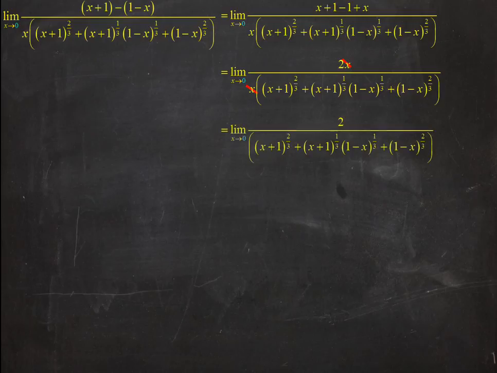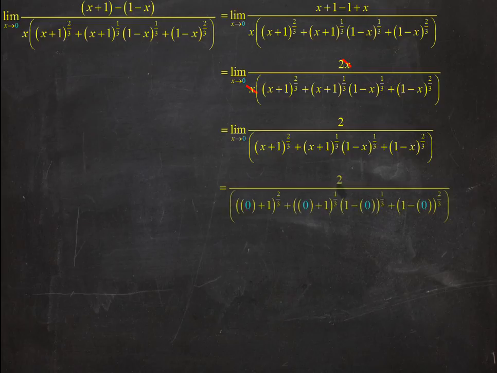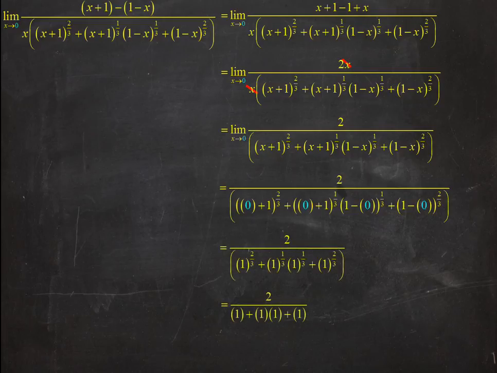Simplify. We now can substitute our 0 in for x, because we've just canceled out the 0 over 0. Do some house cleaning. More house cleaning. And finally, we obtain the answer of 2/3.